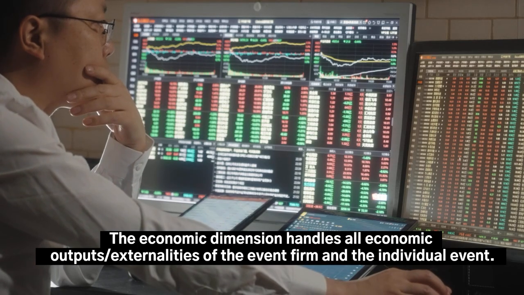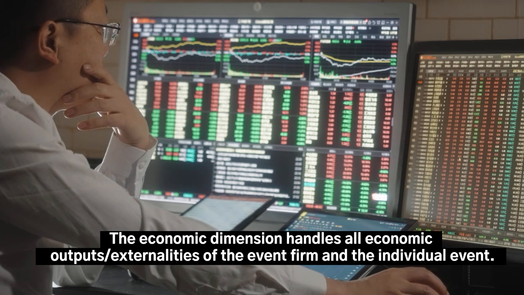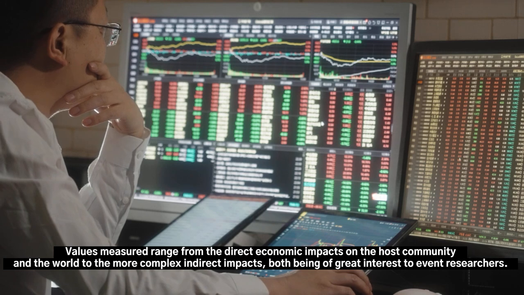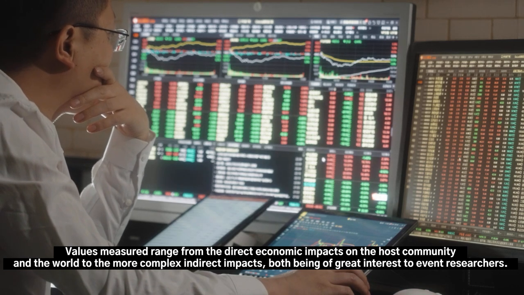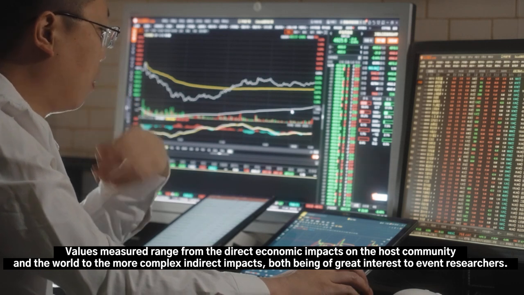The economic dimension handles all economic outputs/externalities of the event firm and the individual event. Values measured range from the direct economic impacts on the host community and the world to the more complex indirect impacts, both being of great interest to event researchers.